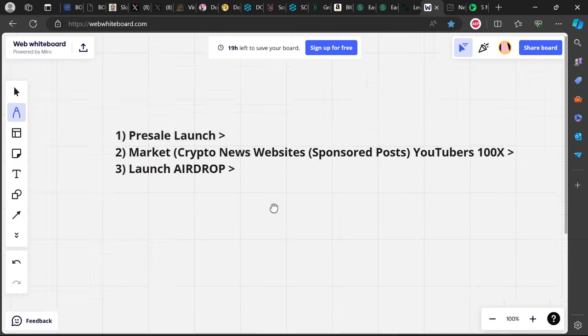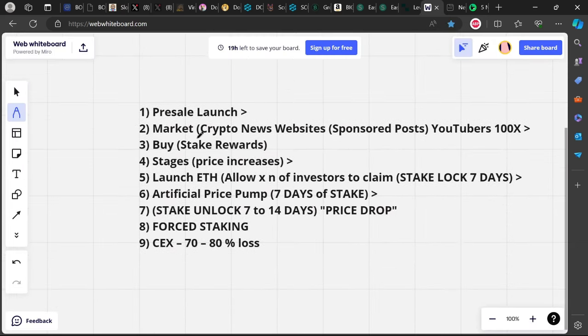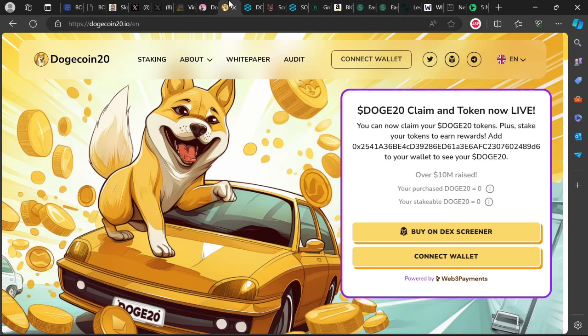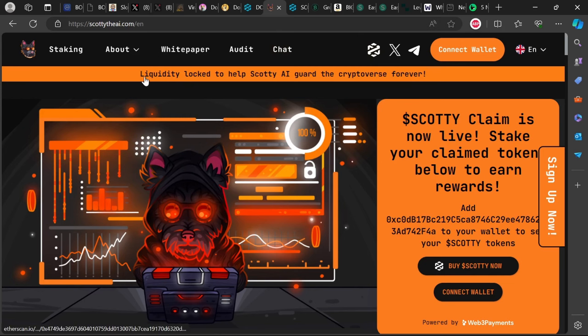So the method that they normally follow on Ethereum, right, they do the same thing. The first step is to launch the pre-sale, and then also market with crypto news websites as well as the hype YouTube channels who accept money to sponsor anything, right? And also, when investors start to buy, that's when they start to promote staking. That's why you see in these scams, staking forms the pillar of the scam, because people don't realize that they've been scammed if they are staked, right?